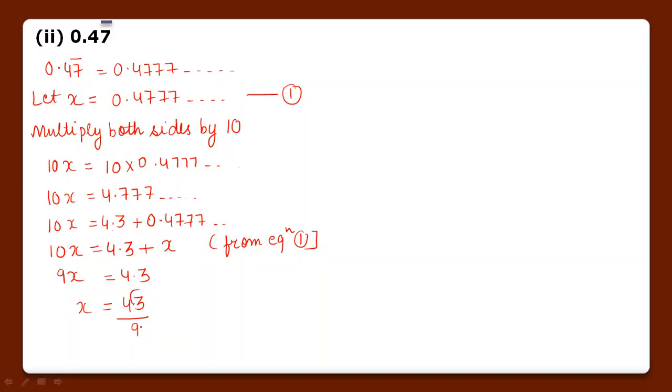ये हम यहाँ से पॉइंट हटा देंगे क्योंकि हमें p upon q प्रॉपर फॉर्म चाहिए, इंटीजर्स चाहिए. 43 upon 90 is the answer. Now you can check p upon q की फॉर्म में, p and q both are integers and q is not equals to 0. Now let's do the third part, that is 0.001. Here the bar is on 3 numbers.